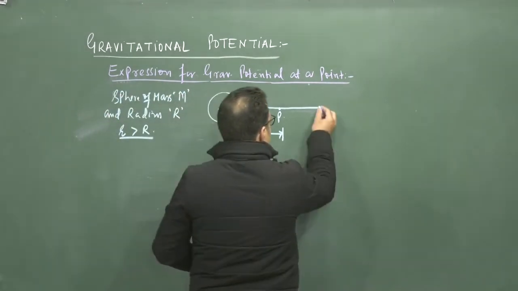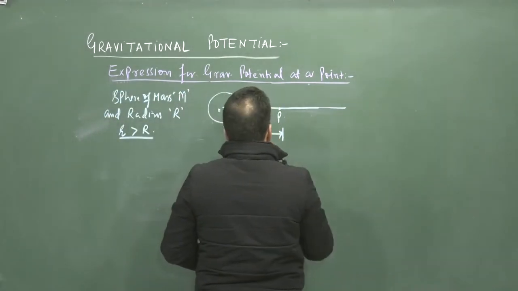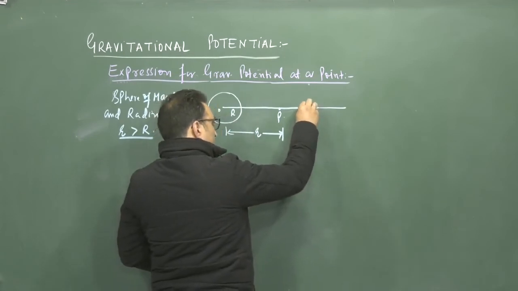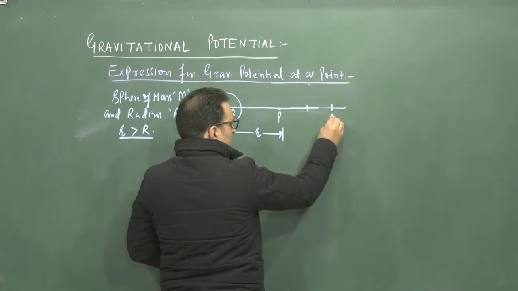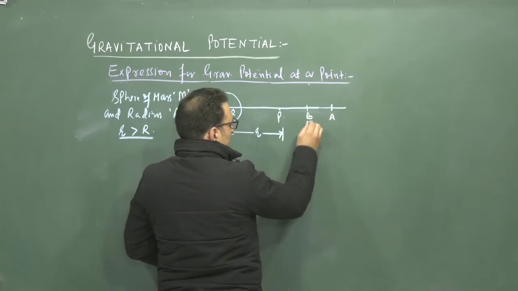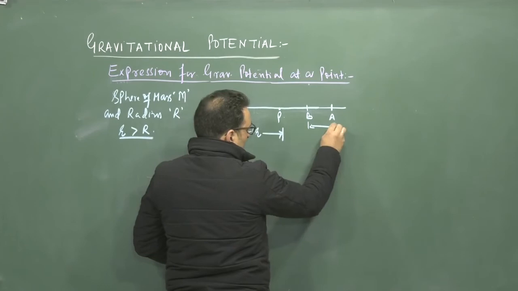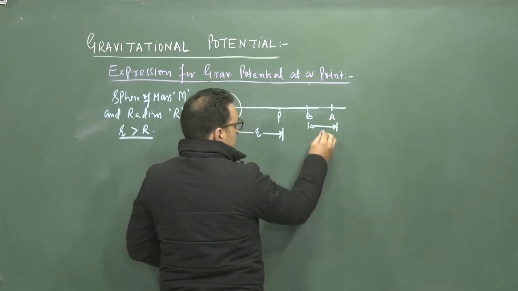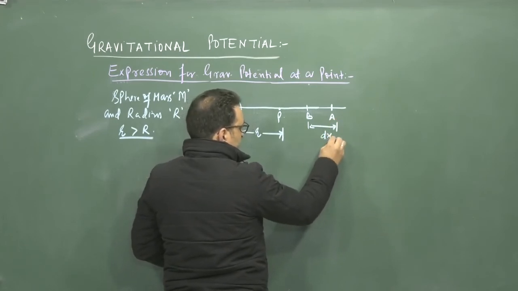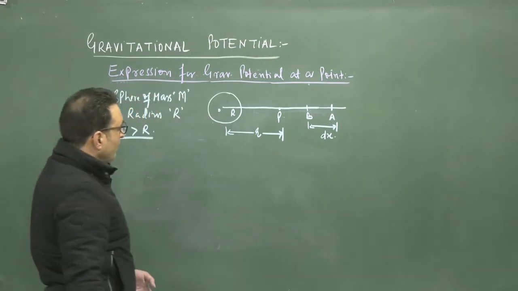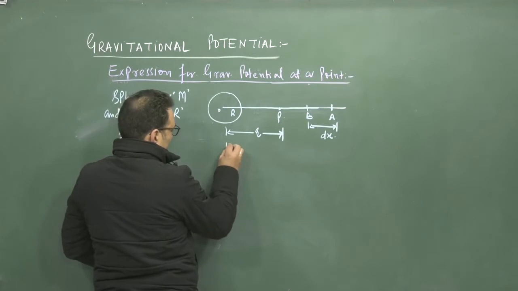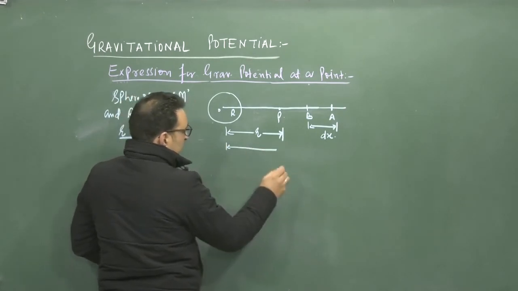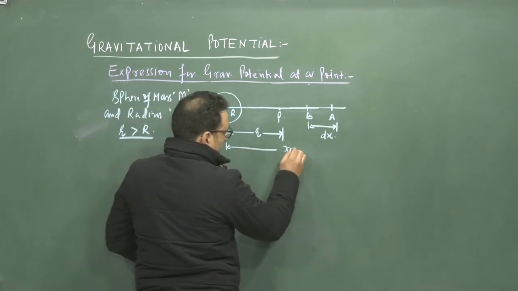Let me take two points on the straight line. Let me mark these two points as A and B, such that the distance AB is dx and the distance OA is x.